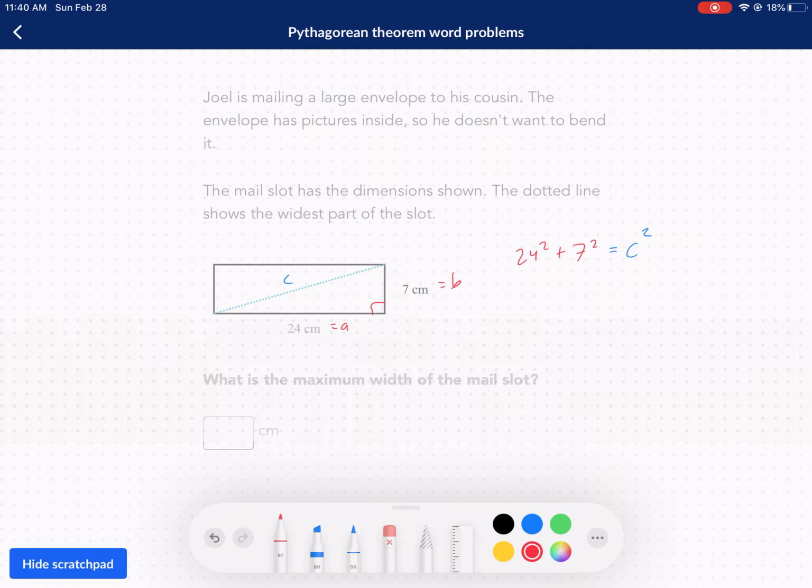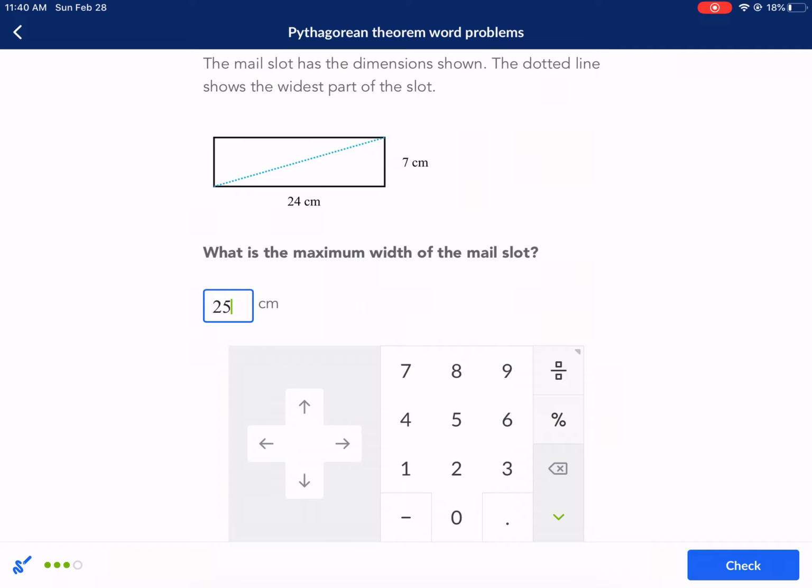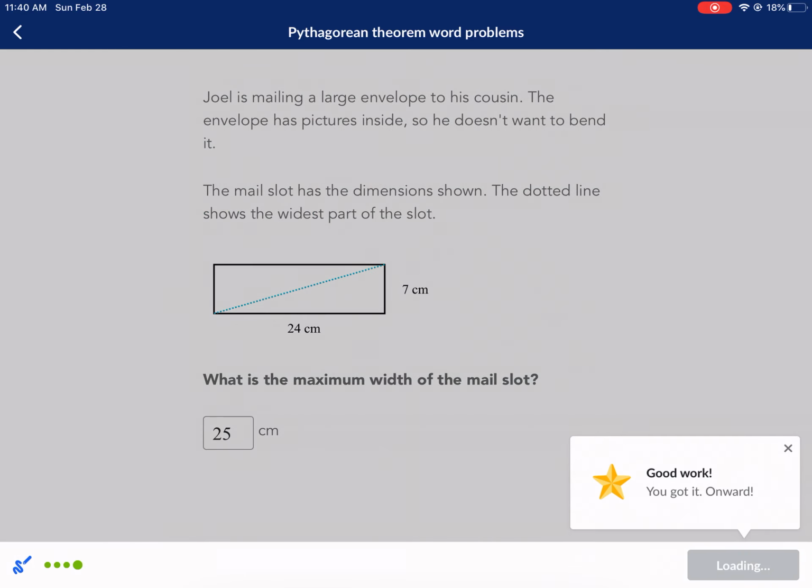Okay, if you know your automatic triangles, you're already done. It's going to be a 7, 24, 25 automatic triangle. But let me go ahead and do this out. Plus 7 squared. So we get 625 equals C squared. And then we take the square root of this. And what do you know? We get C equals 25 centimeters. And that's all there is to it.